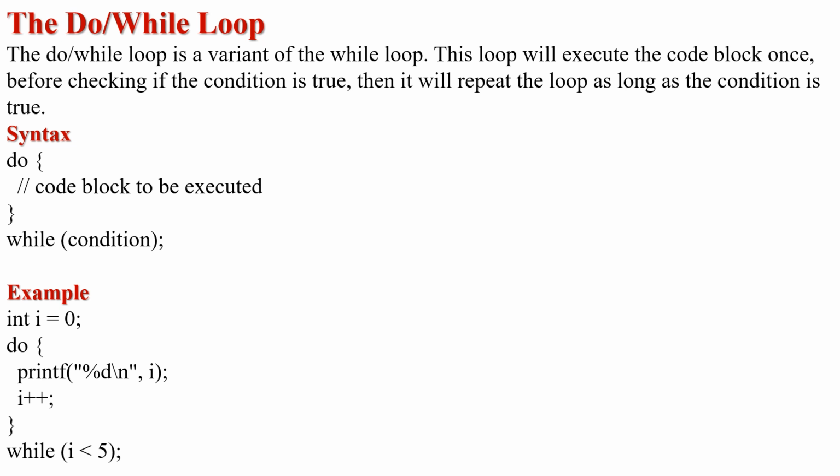For example, integer i is equal to 0. Again do printf i, so it prints 0. Next is i plus plus, 0 plus 1, which increments, so that is 1. Again now it checks while i less than 5. Here 1 less than 5 is true, so it goes again to the do. Between while and do while, while is an entry controlled loop and do while is an exit controlled loop.